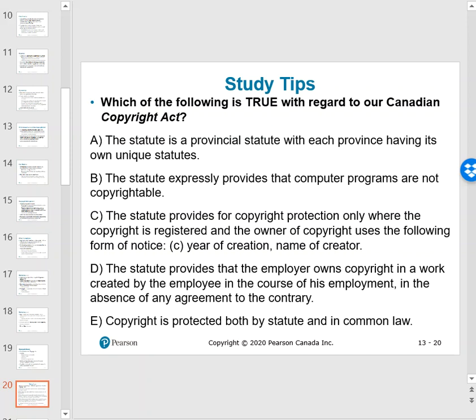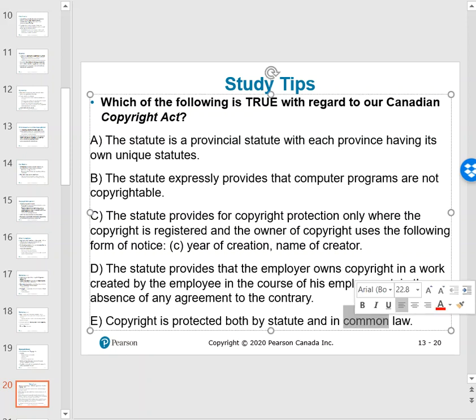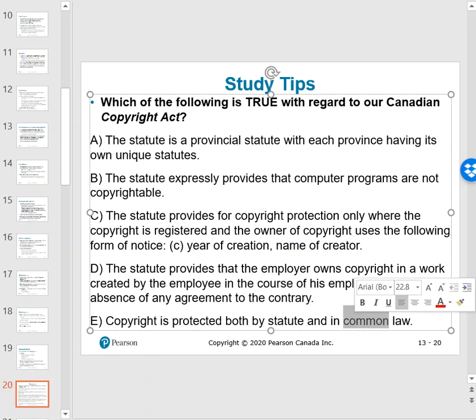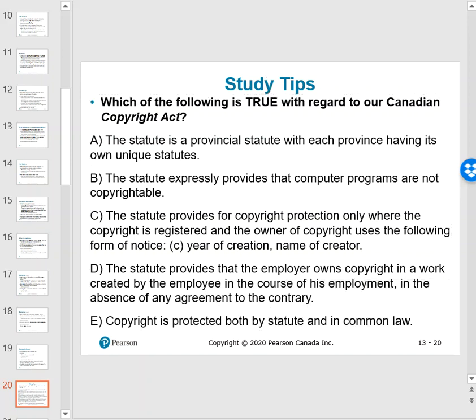But if this question were in an exam, I would have to accept challenging for E. So there are common law remedies, but very little common law. The rights actually come from statute. Remedies will come from common law. So it would be debatable here. But let's go for D in this case, because D is the clear one.